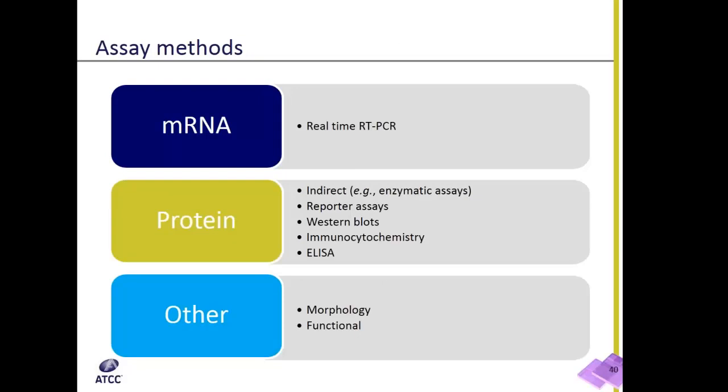Post-transfection assay methods can be done at the RNA level as well as the protein level. We'll discuss some more specifics on the next slide. One can also look for changes in morphology or run more functional assays.